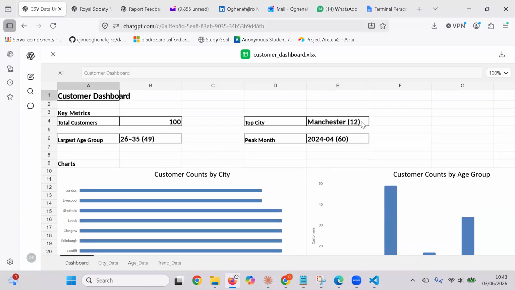It's telling us top city is Manchester. Peak month, look at this again. Just giving us key metrics, total customers, largest age group, which is 26 to 35, which is 49% of our customer base.